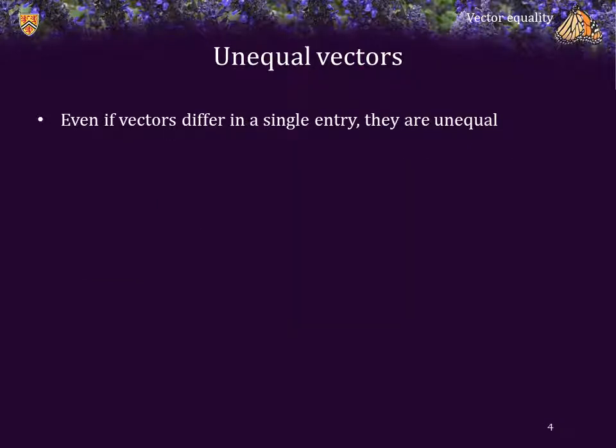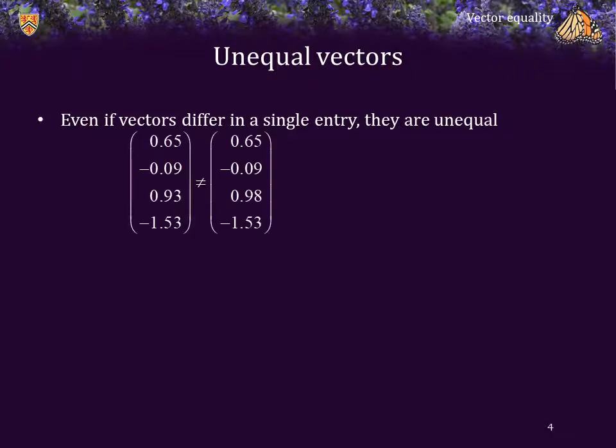So, even if vectors differ in a single entry, they are considered to be unequal. So, for example, these two vectors are unequal because the third entries are not the same. 0.93 is not equal to 0.98.